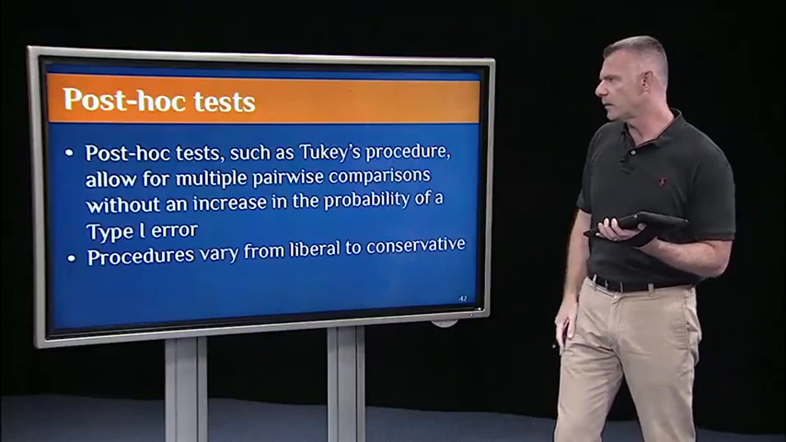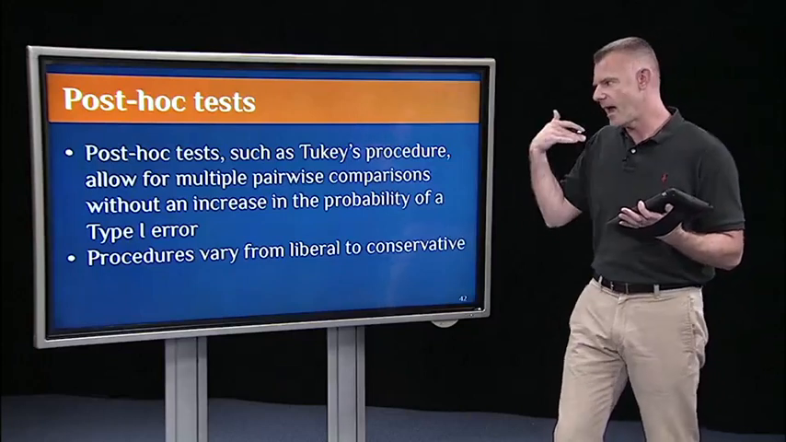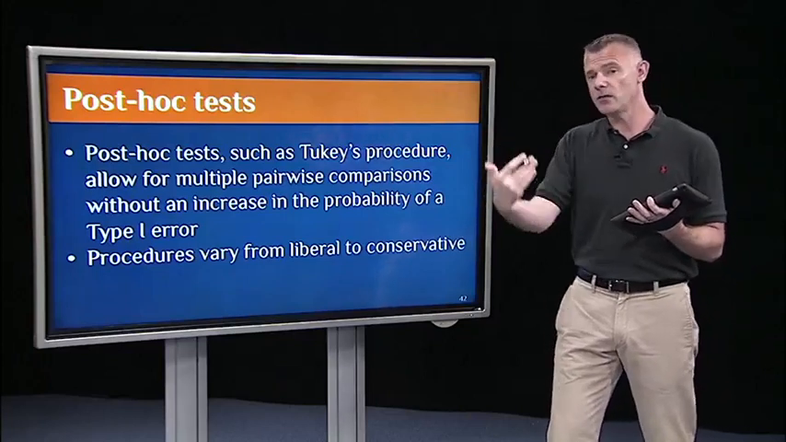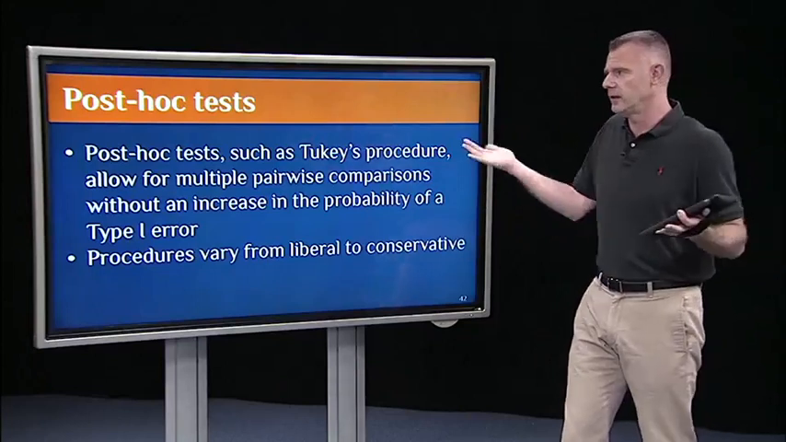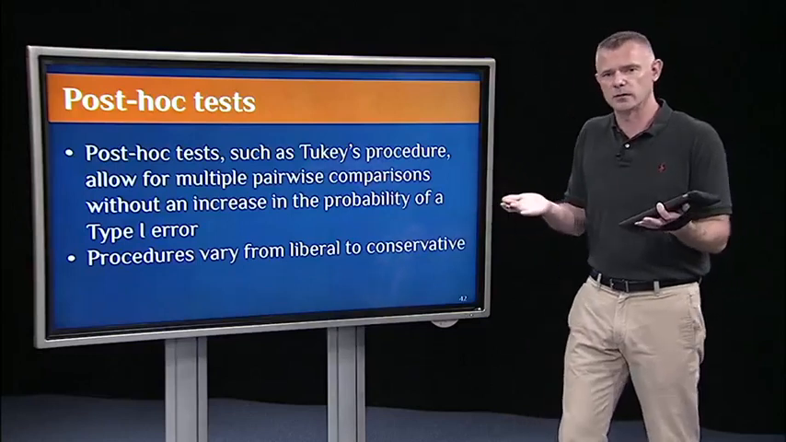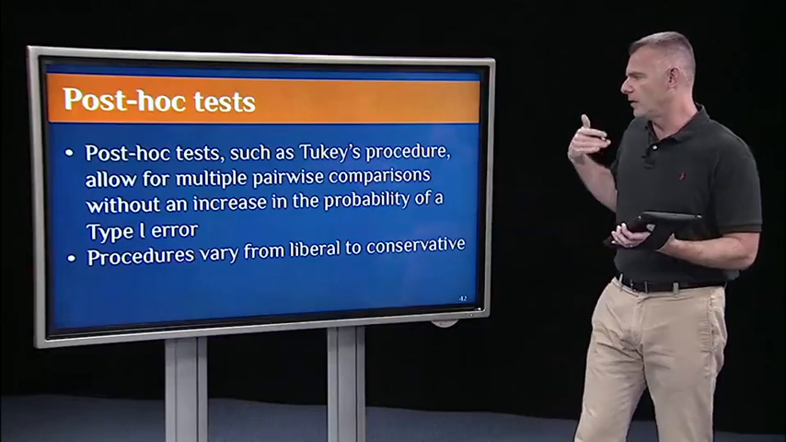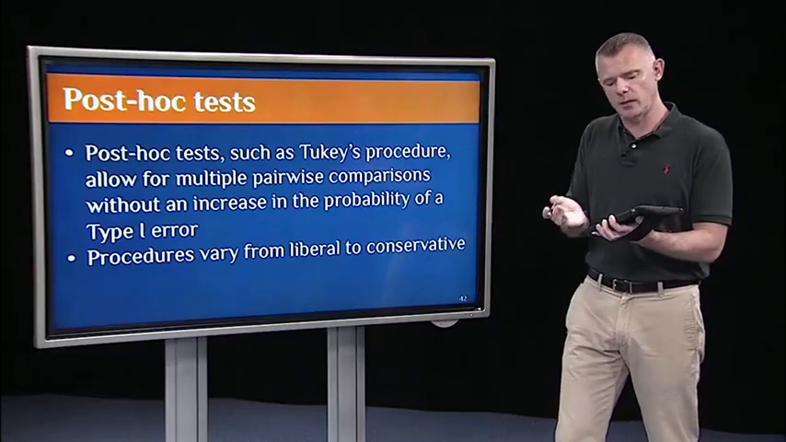So to wrap up this segment, post hoc tests are necessary after you do a one-way ANOVA if you have a significant effect, right? If you don't have a significant F ratio, then you're not going to engage in this procedure because no pairwise comparisons will be significant. And the way they work is they adjust for that inflation in the probability of type 1 error.